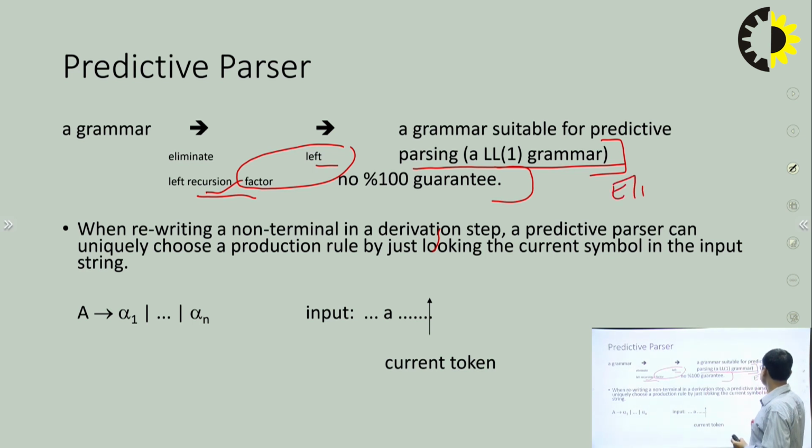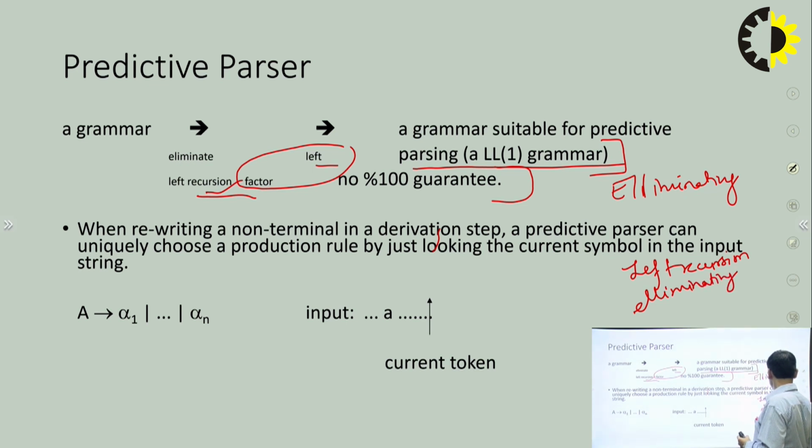Eliminating left recursion, I have already discussed in the last lecture. Eliminating left recursion and eliminating backtracking. Then only this grammar is suitable for the predictive parser.